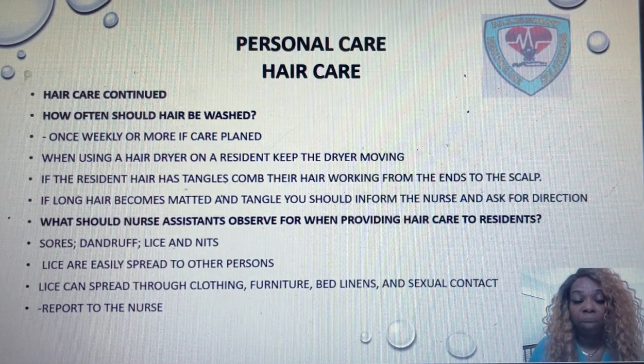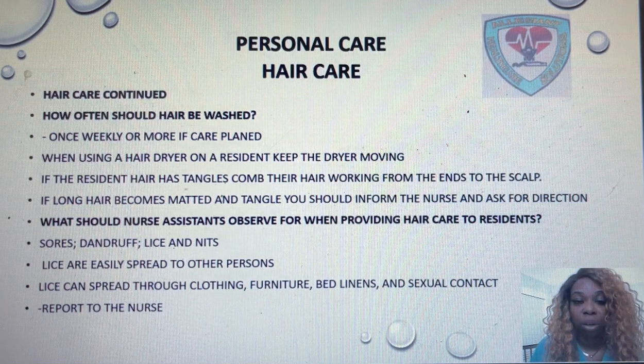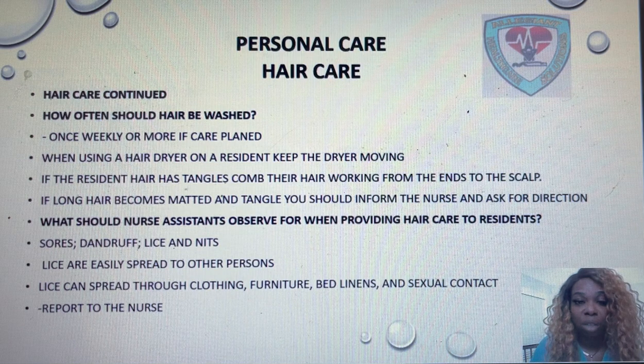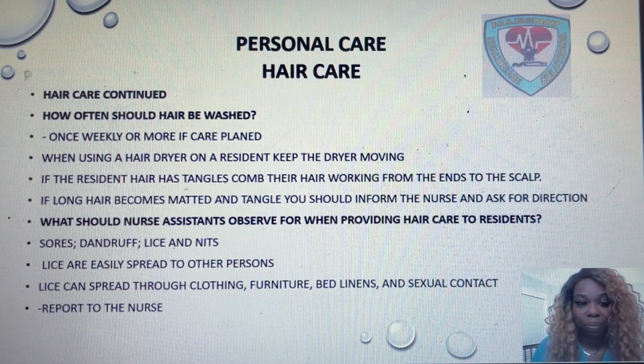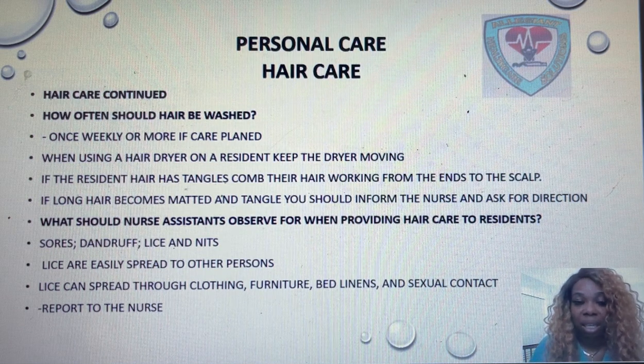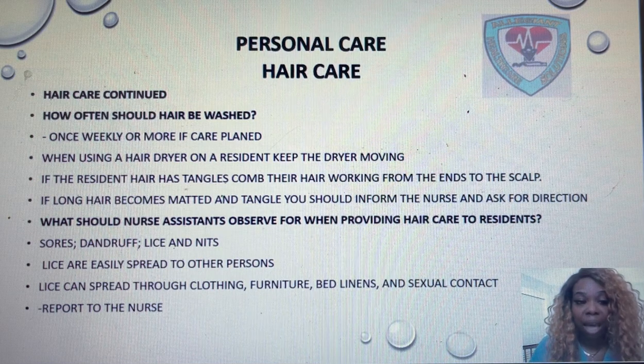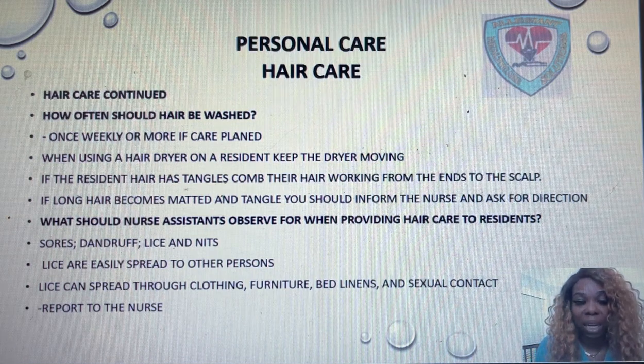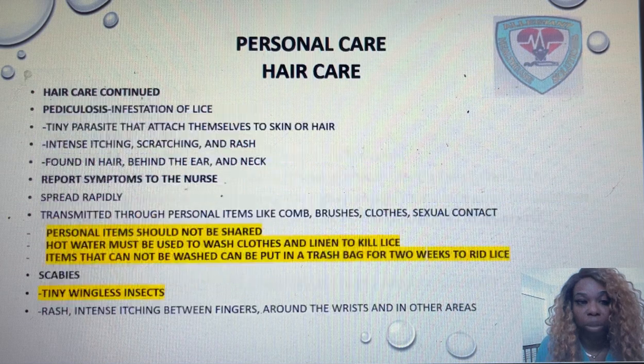When you are providing hair care, you should be observing the hair and the scalp for sores, dandruff, lice, and nits. Lice are easily spread from one person to the next. Lice can be spread through clothing, through furniture, through bed linen, and through sexual contact. So any observation of lice, you want to report to the nurse.